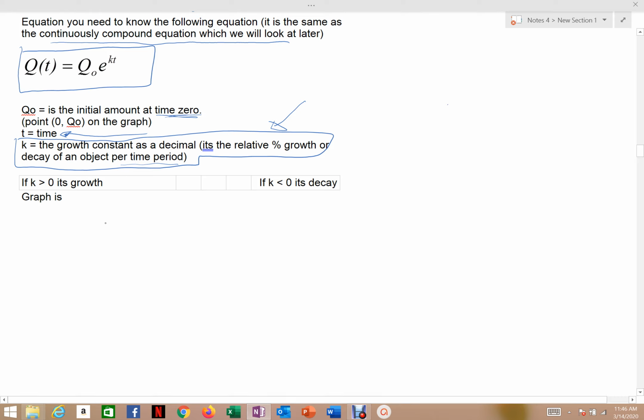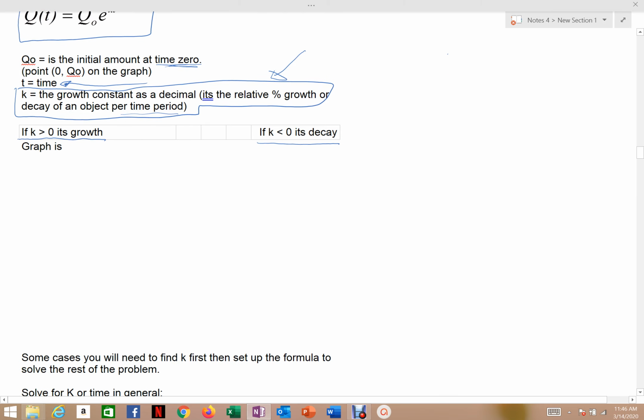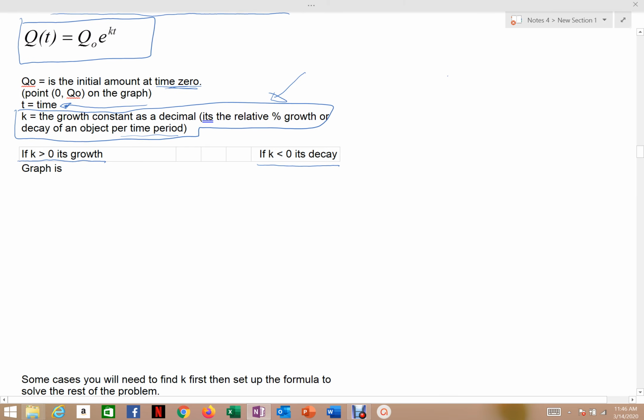Alright, so the graphs of these. What makes it growth or decay is that K constant. Either that percent is moving up, so it's positive, it's growth, or that percent is negative and it's moving down. So when we go to graph these, it's the same equation, but what changes is the K. If the K is positive, I'm increasing.